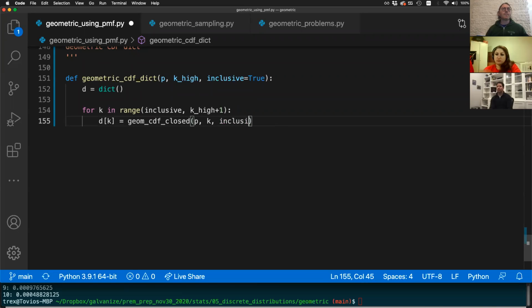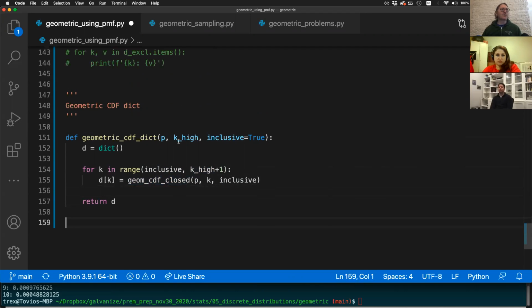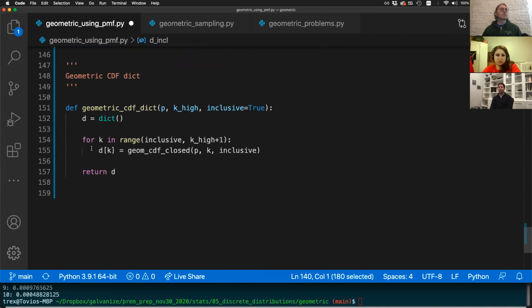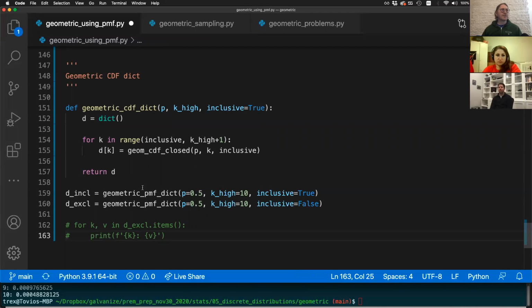So, right, we're iterating over the range from either 0 or 1 up to k high plus 1, and we're calling out to the closed CDF, the formula version of the CDF, and passing in the inclusive flag. We return the dictionary, and we can call out to that and see what we get. Inclusive, and let's call this CDF. And that looks good.